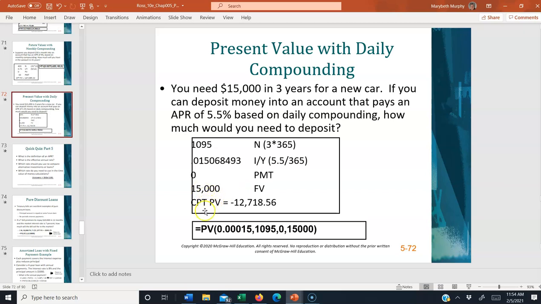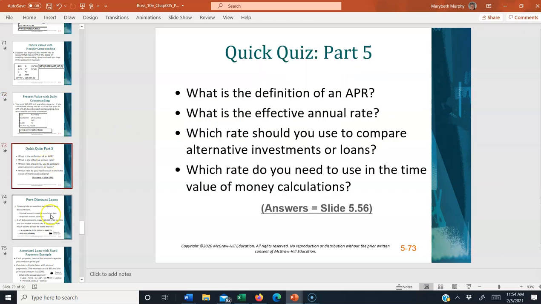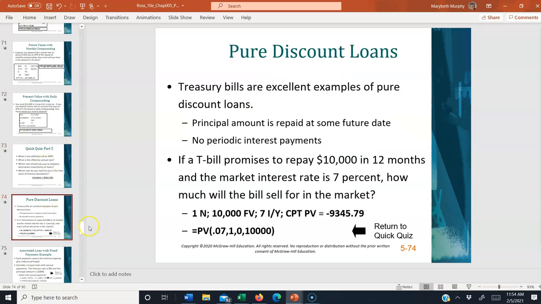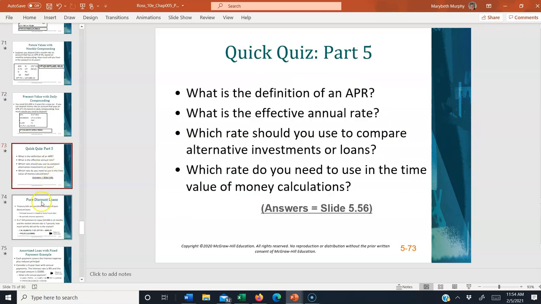What we're solving for is what we have to deposit today. So that's going to be the present value. So we're going to compute the present value, and that's 12,718.56 if we can make 5.5% interest. Okay, and this is the quiz on that part of the chapter.